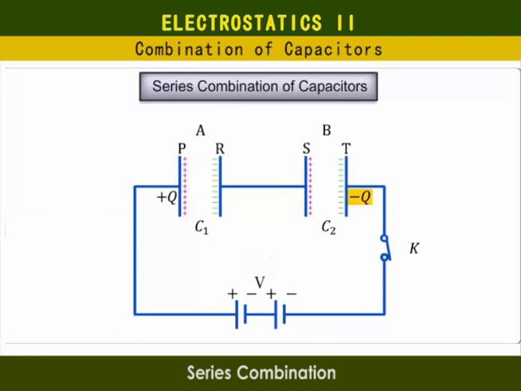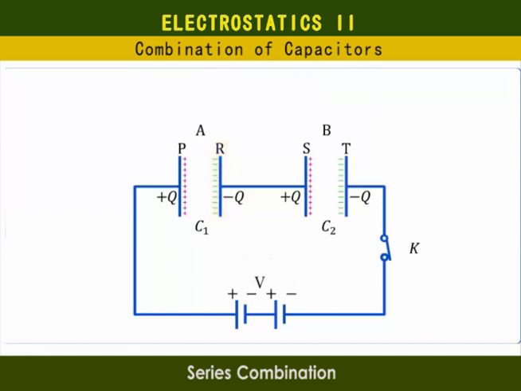As negative Q accumulates on plate T, an equal amount of negative charges are forced off plate S of capacitor B. Hence, the plate S has an excess positive charge which is equal to plus Q. The negative charge leaving plate S travels through the connecting wires and accumulates on plate R of capacitor A. Hence, the magnitude of electric charge accumulated on the capacitors connected in series is the same.